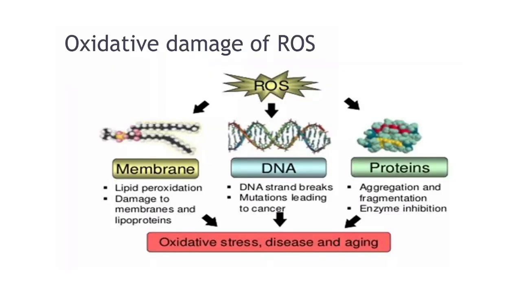Then, oxidative damage by reactive oxygen species can occur in membranes, DNA, and proteins. For membranes, there is lipid peroxidation, damage to membranes and lipoproteins. For DNA, you have the DNA strand breaks, mutations leading to cancer. And for proteins, there's majorly aggregation and fragmentation, enzyme inhibition leading to oxidative stress, disease, and aging.